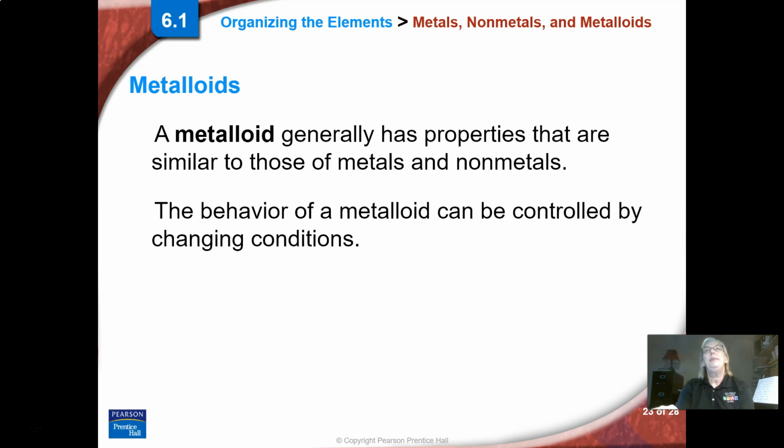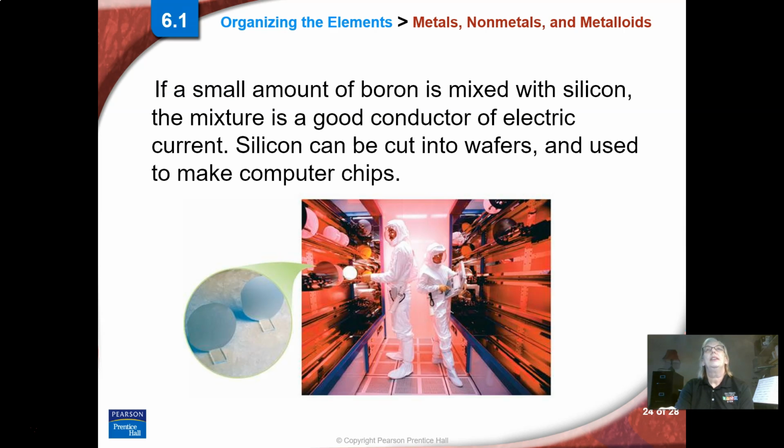Metalloids are halfway between metals and nonmetals. Behavior can be controlled by changing the conditions, so that's why we use them in electronics. And if we put a tiny bit of boron mixed with silicon, we can make these wafers. The silicon is going to be cut into little pieces with circuit shapes run through them, and then we use those in all of our electronics.